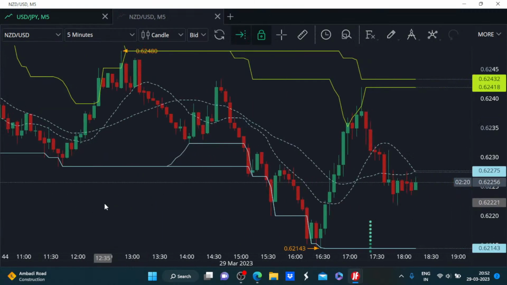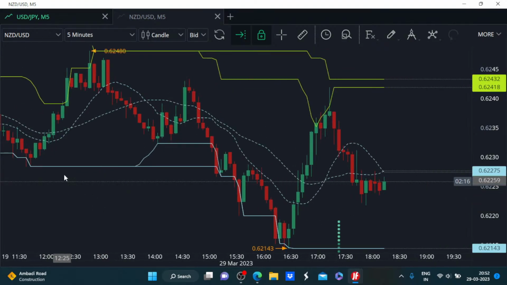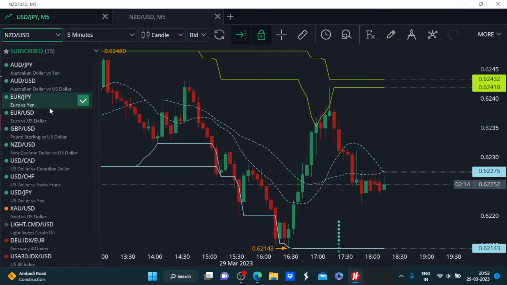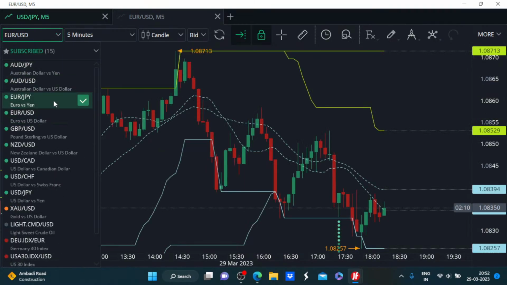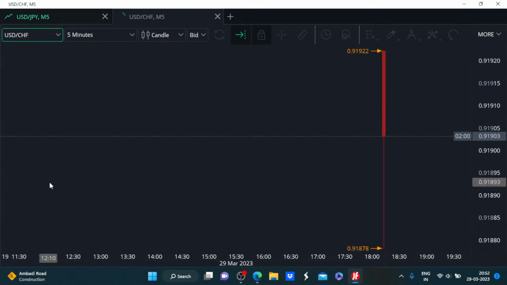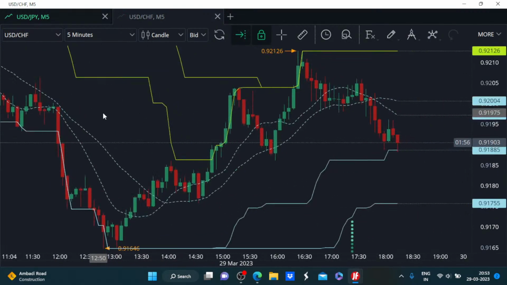The NZD is looking neither bullish nor that bearish. We have better momentum in euro. If you are looking for trades in which you expect these currencies to remain bearish against the US dollar, then the euro, the JPY, and even CHF are looking like a much better choice rather than shorting the NZD/USD.